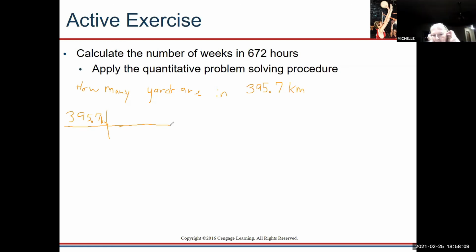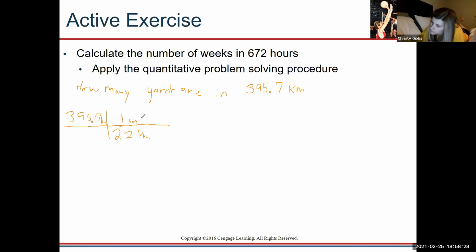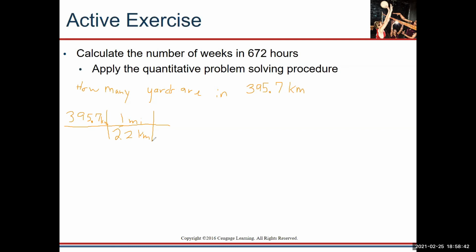Do we convert it to miles? It's like 2.2 kilometers per mile. So it's 2.2 kilometers per mile. Oh, I see it. Kilometer, mile. Okay, then feet, right? And there in a mile is like 5280 or 5260.